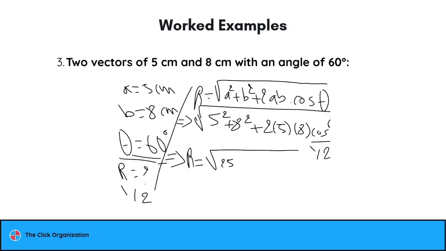So moving on with the problem, R equals 25 plus 8 squared, which is 64, plus 2 times 5 is 10, and 10 times 8 is 80, and then times 0.5, it gets half, so it will be 40. Then adding all of these up together, we get 25, then 89, then 129. Here we are done.